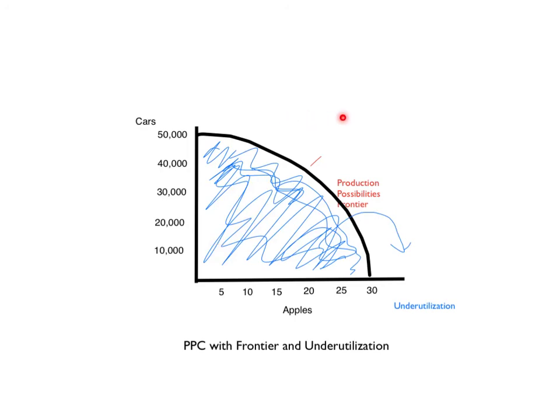Okay, and it turns out we can't produce anything out here, not without getting more of the resources that we need. So, maybe next year. But this is underutilization, and this is the production possibilities frontier.